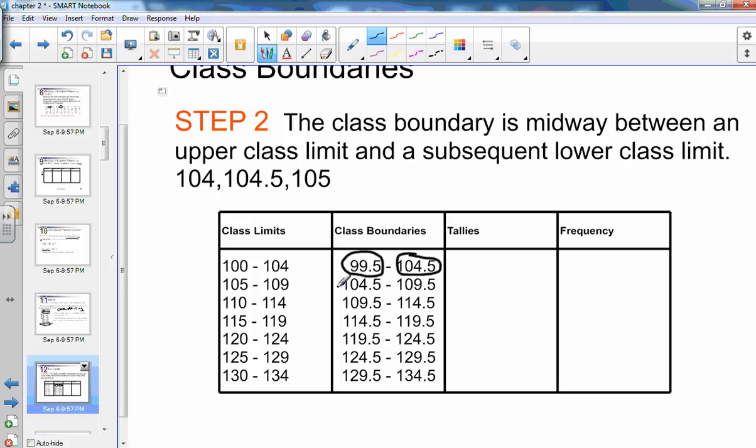And then you simply start with 104.5 for your next class boundary, and then you go to 109.0 plus 0.5 gives me 109.5. And you just continue going until you have constructed all of your classes, all of your class boundaries. Okay?